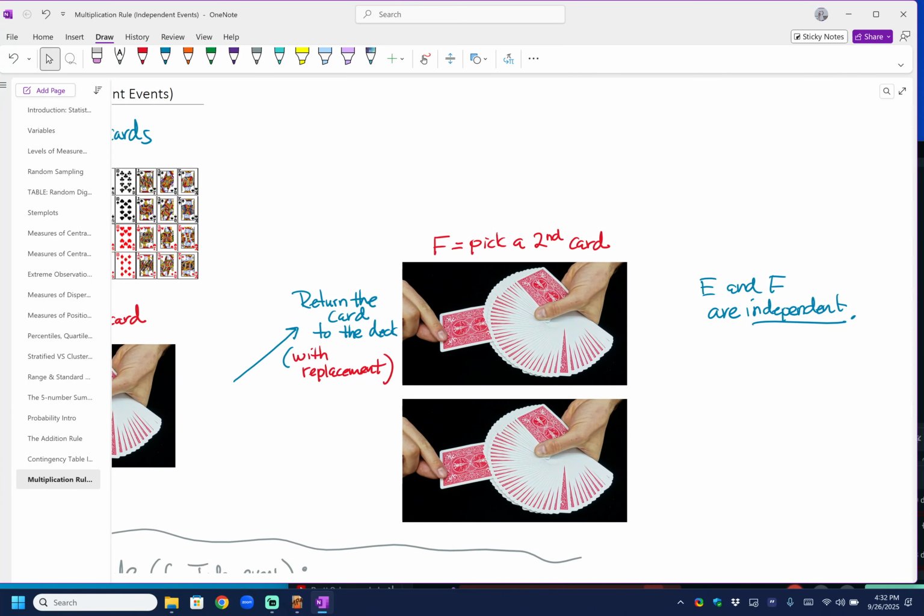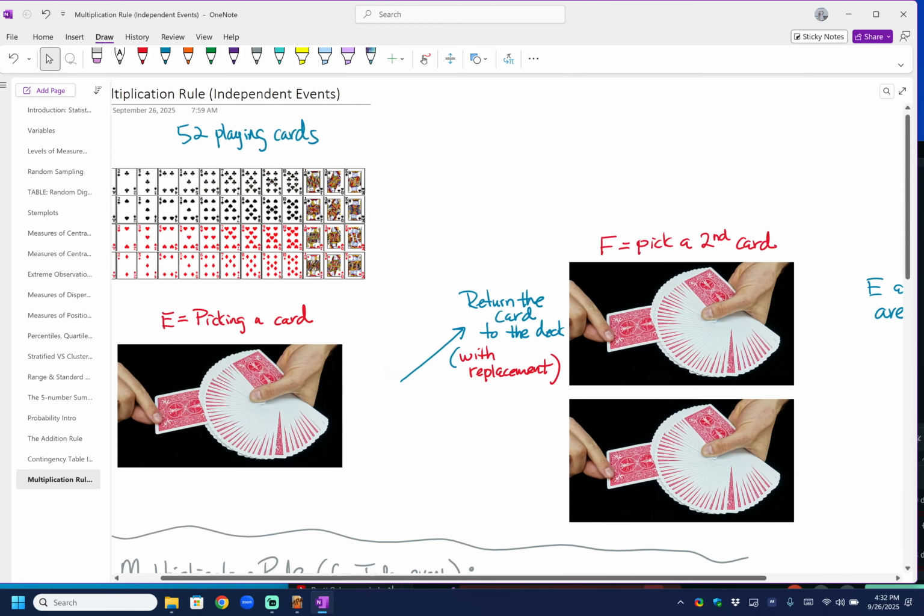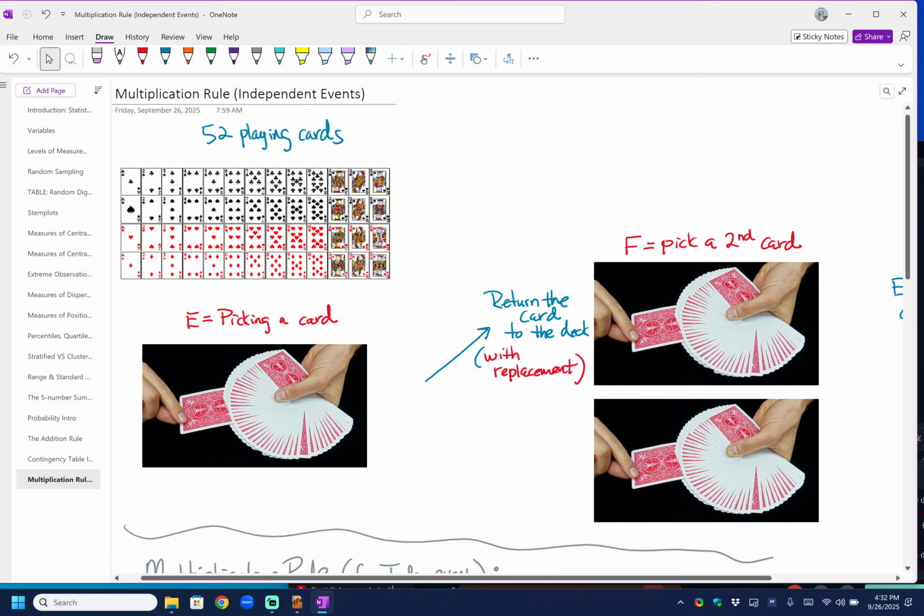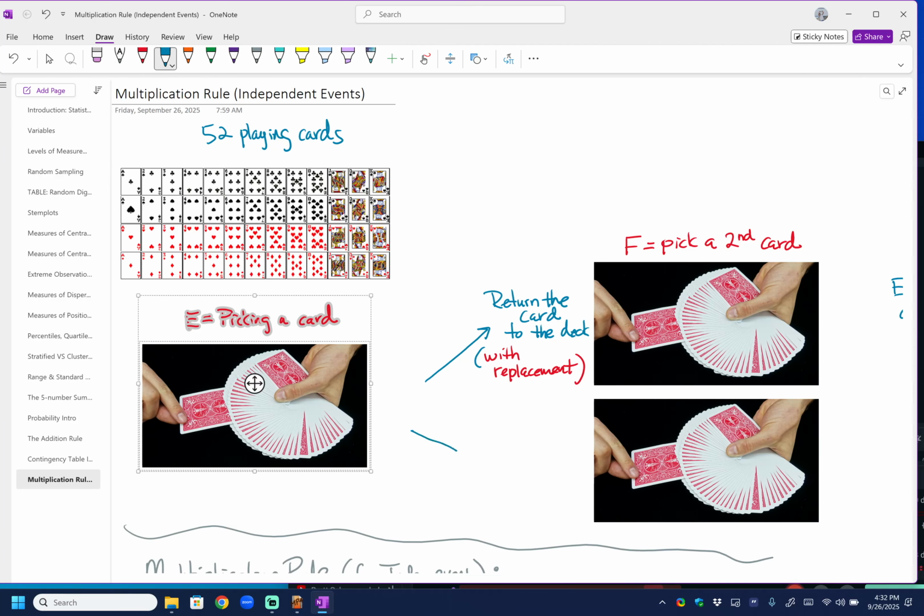Okay, so now let's go the other route. Let's say, again, we end up picking a card from a 52 card deck. You're holding and looking at that card, and instead of putting it back in the deck like the previous option, we decide to keep the card. In the world of probability, this is called without replacement.